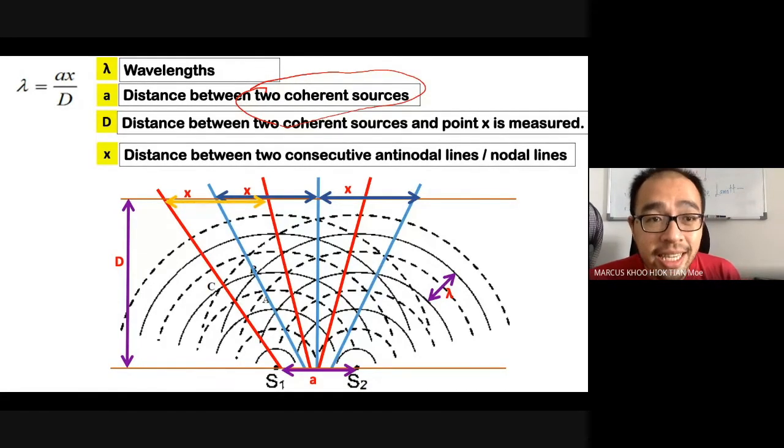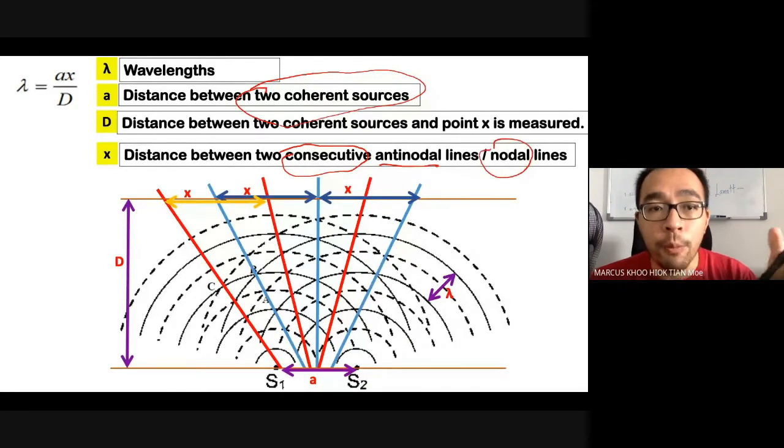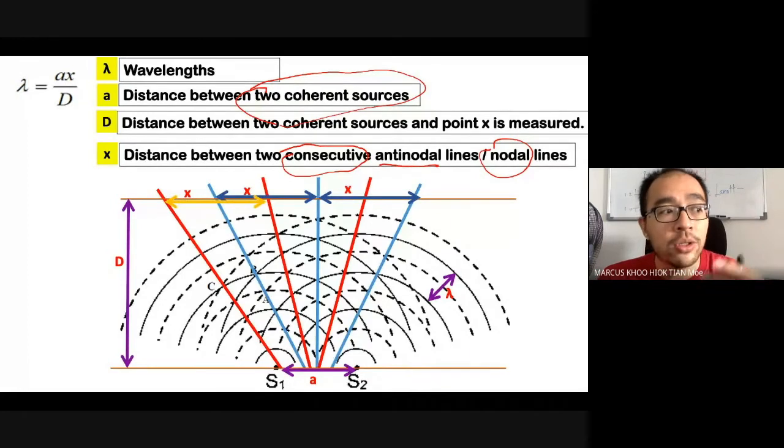And then D is the distance between the two coherent sources and the point X that is measured. X is the distance between two consecutive antinodal or nodal lines, meaning from one antinode to the next antinode or from one node to the next node.